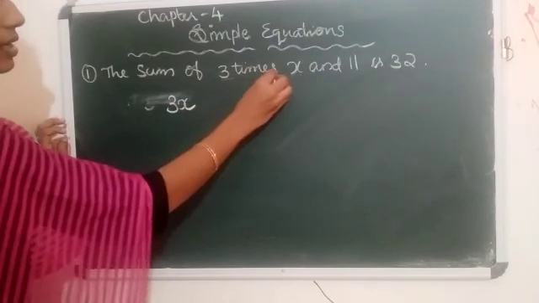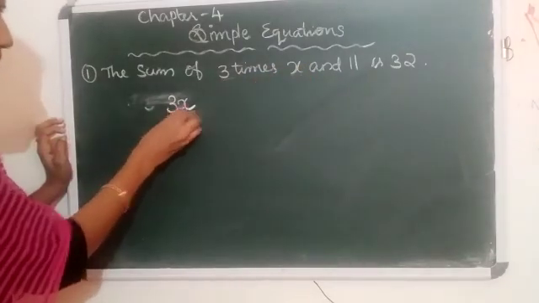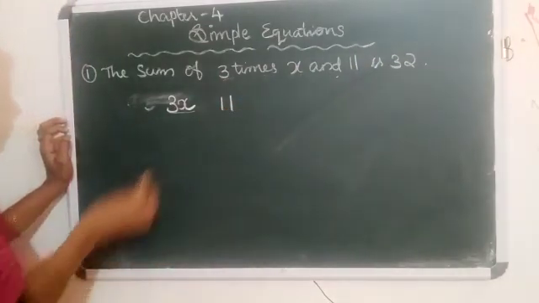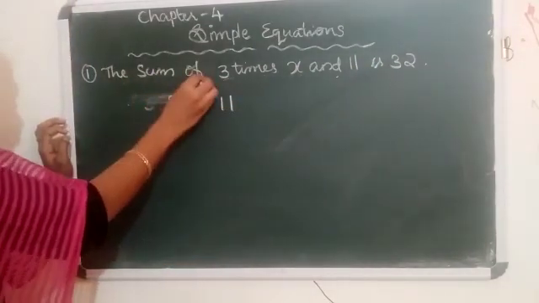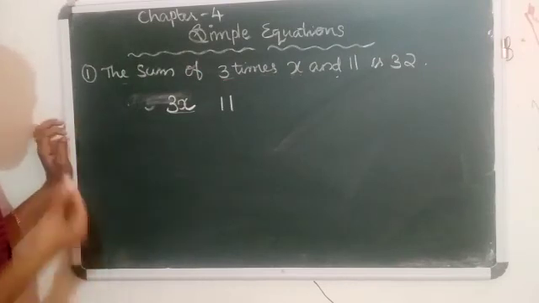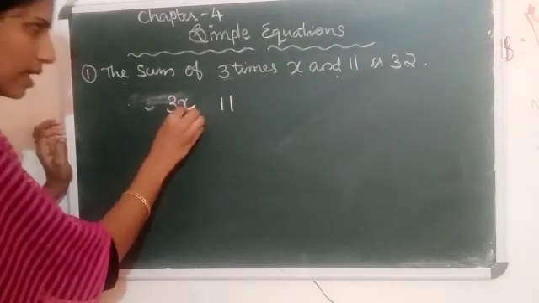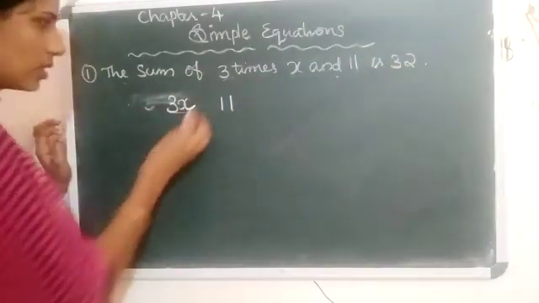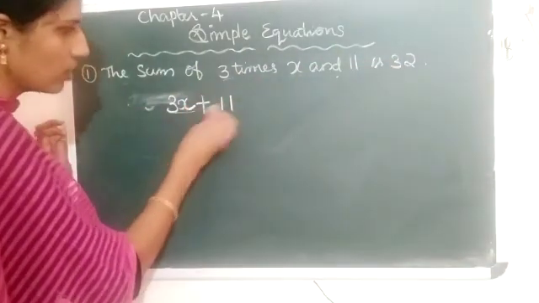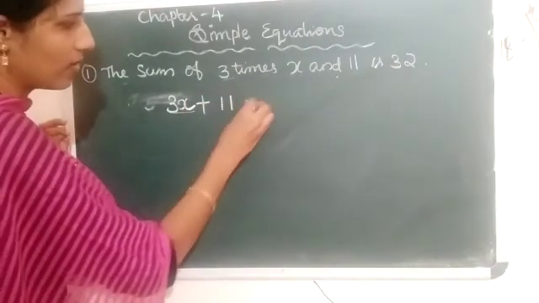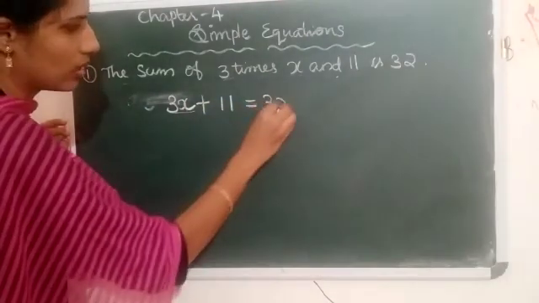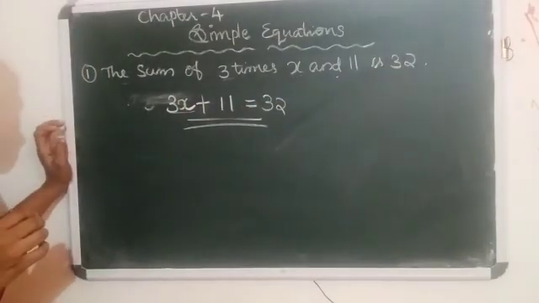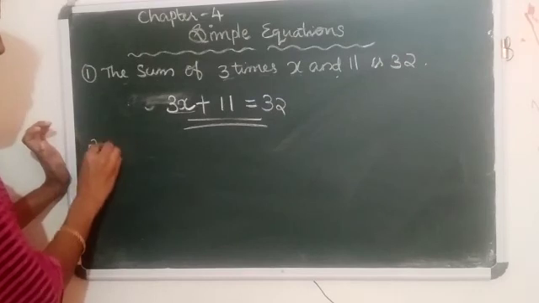Sum of 3 times x and 11 is 32. Sum of means addition, adding. So when 3x and 11 are added, the result should be 32. So we can form the equation 3x plus 11 equal to 32. Clear? This is the example. Okay, we'll do the second statement.